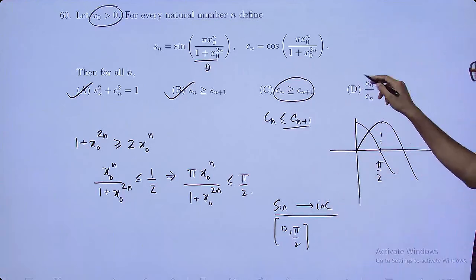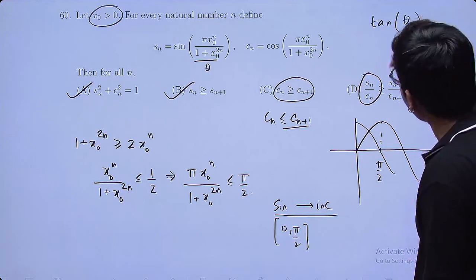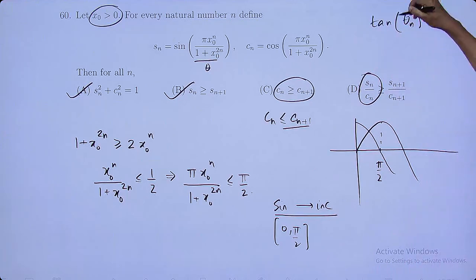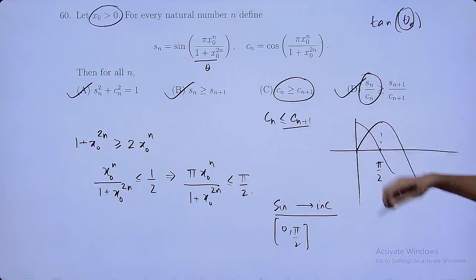Turn to the last one. What is Sn by Cn? Tan of theta n, right? Again, tan is an increasing function, which means if theta n is decreasing, tan is going to be decreasing as well, right? So D is also correct. So it's going to be A, B and D, alright? Fine?